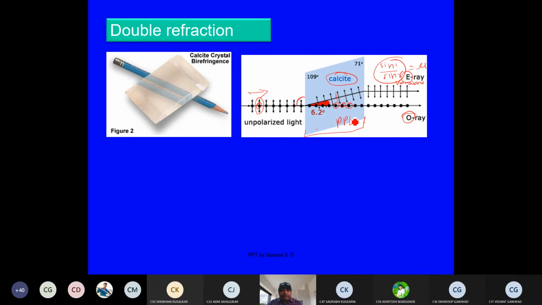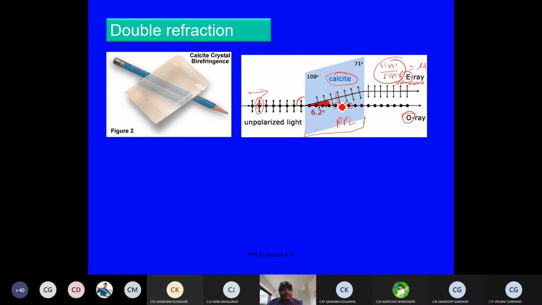So understand the difference between ordinary ray and extraordinary ray. You should understand and remember the differences between the ordinary ray and extraordinary ray. So the ordinary ray's vibrations are perpendicular to the principal section, while the extraordinary ray's vibrations are parallel to the principal section. These properties are important. Within a crystal, both the rays, O ray and E ray, have different direction and different speed.